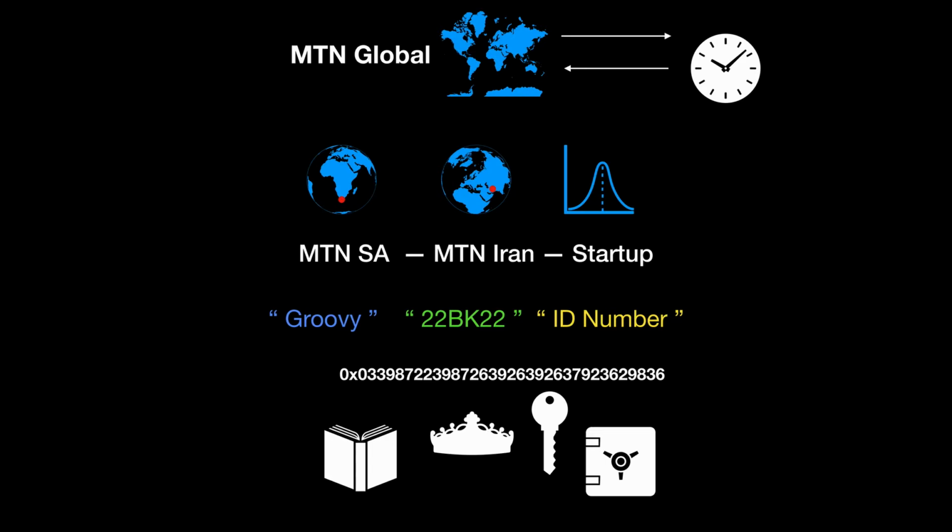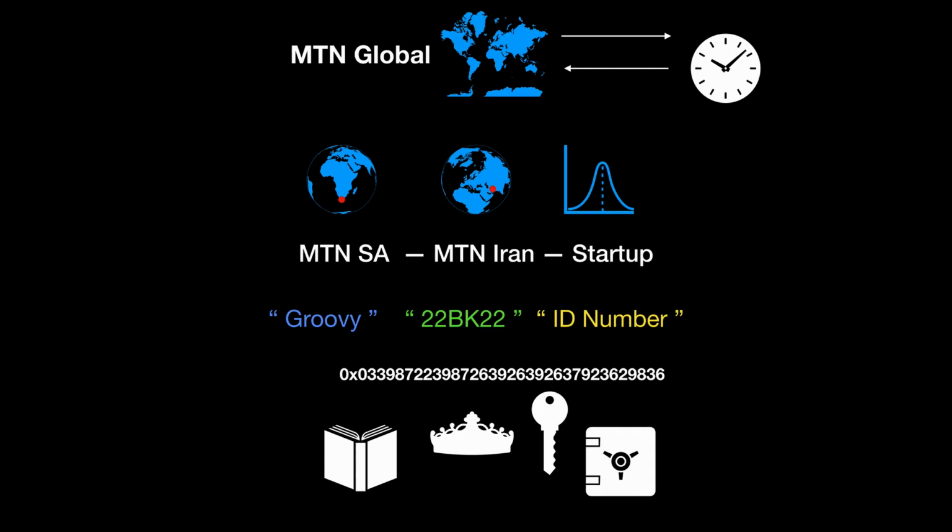So MTN Global would like to formulate a smart contract using the different stakeholders, MTN South Africa and Iran, and then a special startup which they're looking to fund. So they'd formulate a contract saying that they'd like to release certain funds or information. So these funds would have a key which would unlock those funds. So they'd release the key.